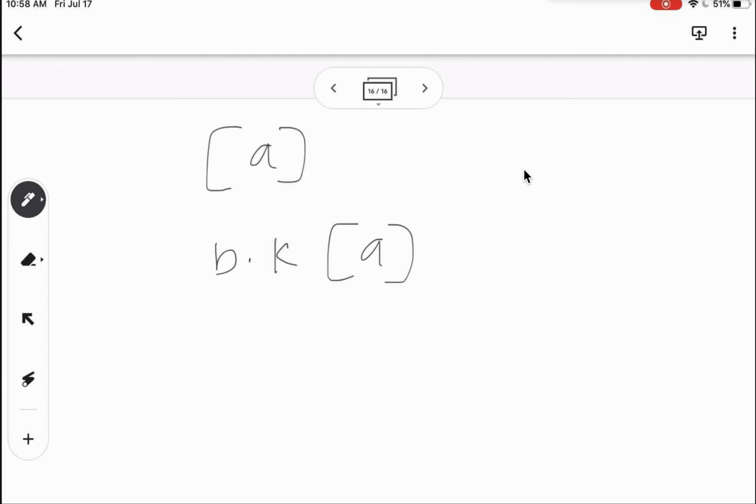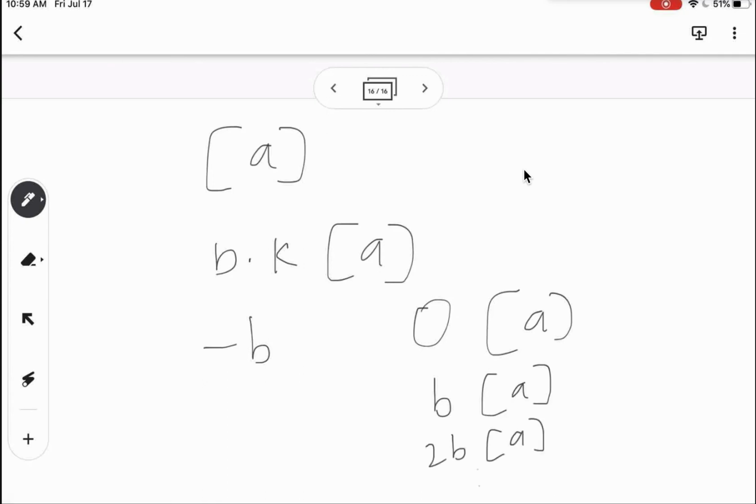And of course, the hardest to get residue would be negative B, right? Because we can get 0 mod A very easily, we can get B mod A very easily, and we can get 2B pretty easily as well. And the hardest to get would be minus B mod A, right? Everybody kind of sees this, right? And in other words, this would be A minus 1 B mod A.